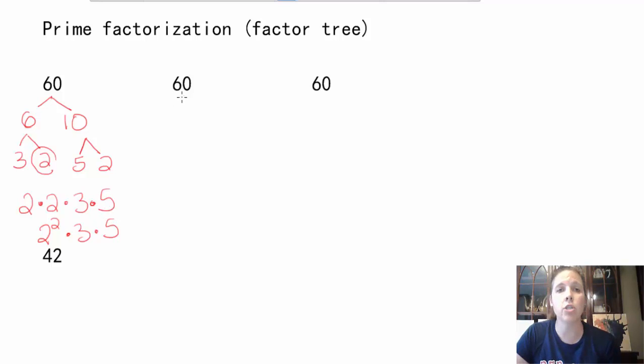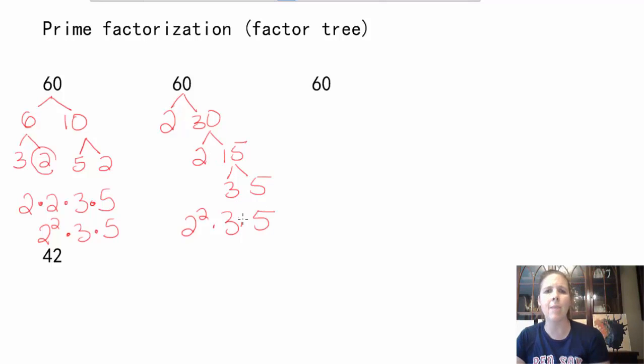Okay? So I'm just showing you here that you don't necessarily have to start with 6 and 10. You could start with 2 and 30. 2 times 30. That 2 is already prime, so we're just going to leave that there. This could be 3 and 10, or it could be 2 and 15. It doesn't matter. You'll end up with the same answer, and then 3 times 5. So again, you have 2 squared times 3 times 5.